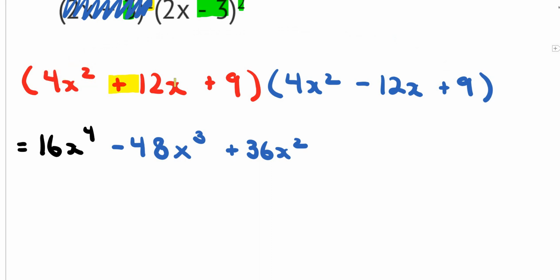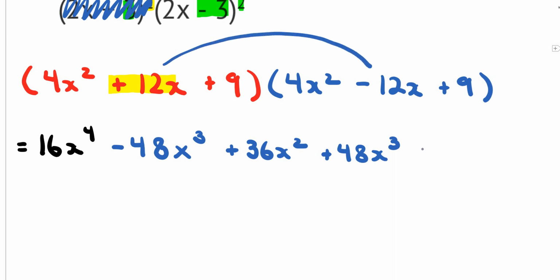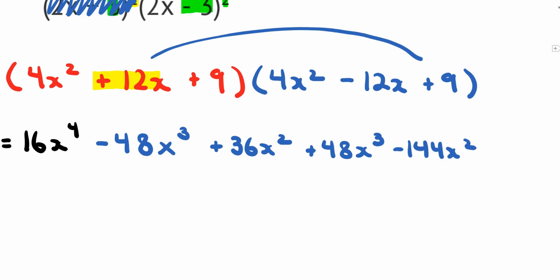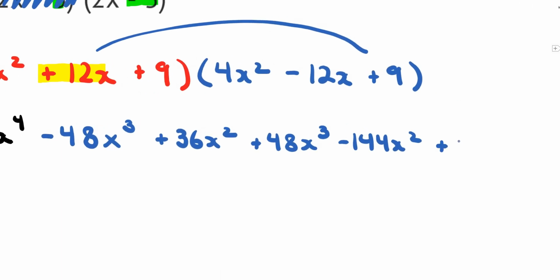And then you take a look at your 12x, and now you start distributing this. So 12x times 4x squared will be positive 48x cubed. And then 12x times negative 12x will be negative 144x squared. And then 12x times positive 9 will be, I guess, 108x, and that takes care of the 12x.